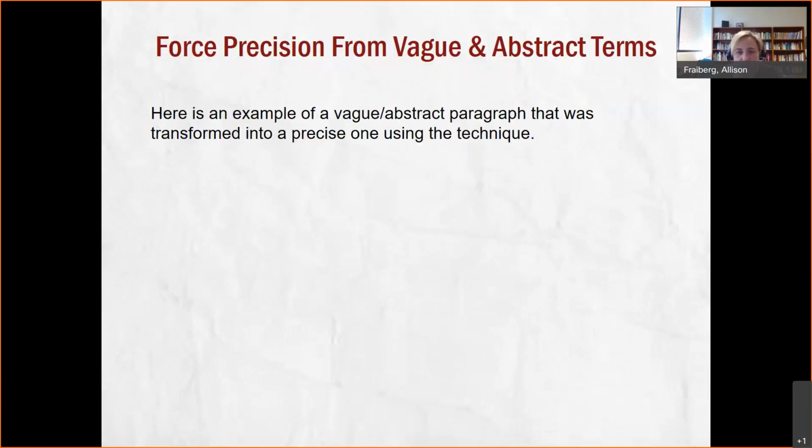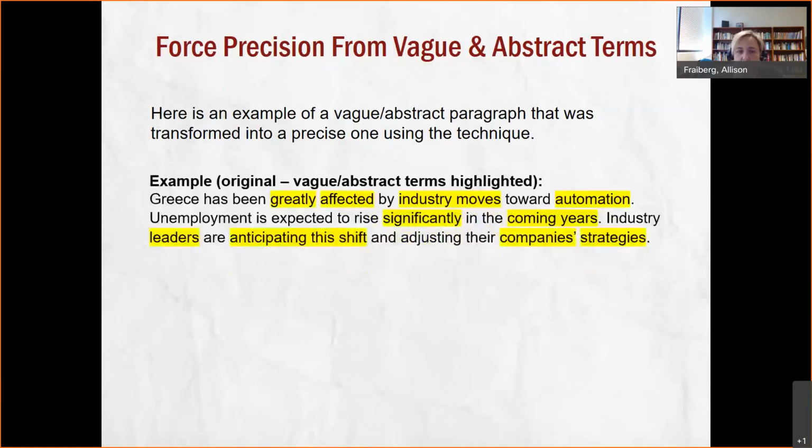Okay, so here's a smaller example that we can take through the process. Again, here's an original example. Again, I wrote all of these. Greece has been greatly affected. Now, again, I've highlighted here the vague terms. So Greece has been greatly affected by industry moves towards automation. 3 vague terms right there.